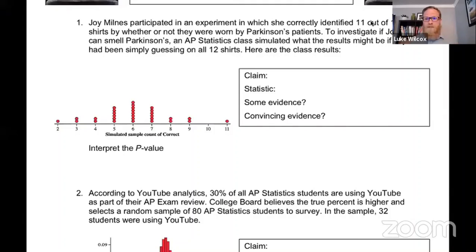So we've got a couple of questions to get us started here. The first one is the claim, and this is the claim that we're going to assume to be true in order to carry out the simulation. And for the simulation, the stats class wanted to know what would happen if Joy just simply guessed on all 12. She couldn't smell Parkinson's, she just totally guessed on all 12. So the claim here is that Joy was just simply guessing. And the other way of saying that is if she was just simply guessing, that means that she can't smell Parkinson's.